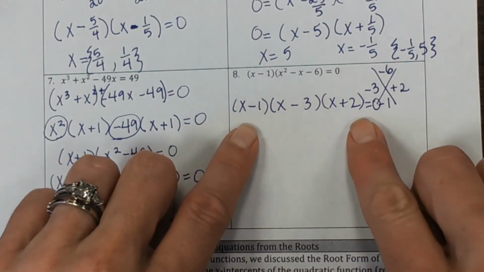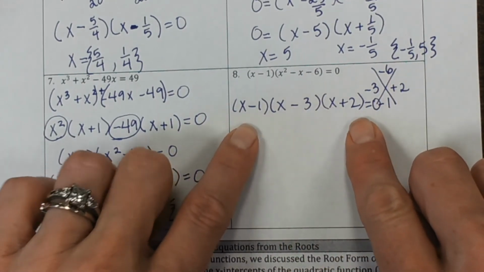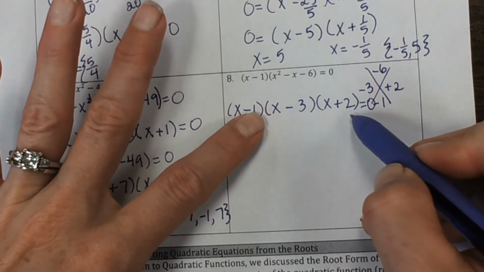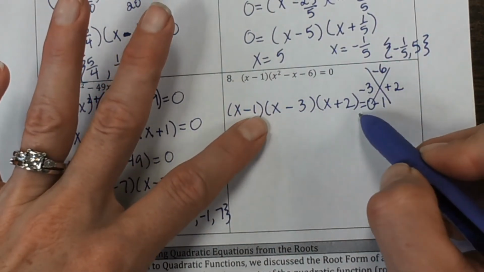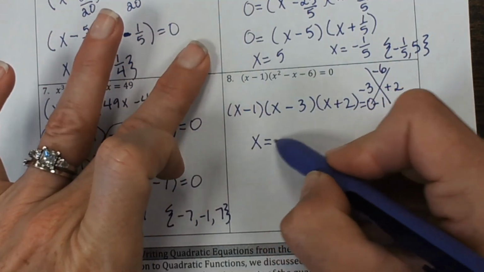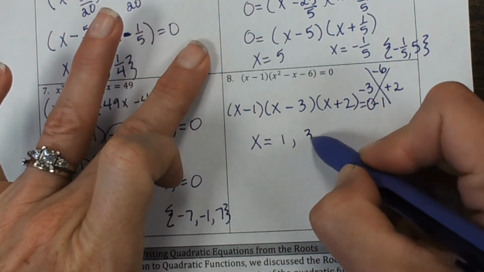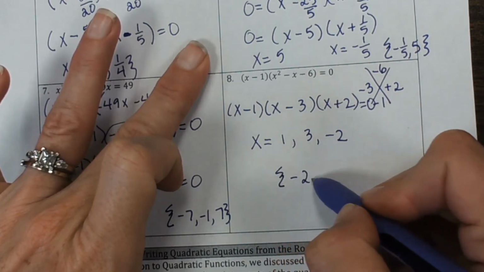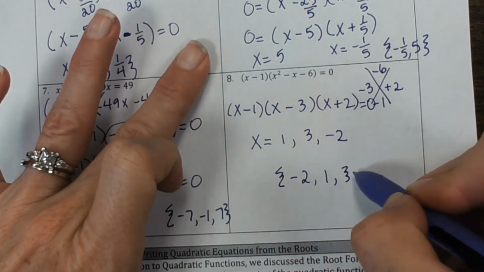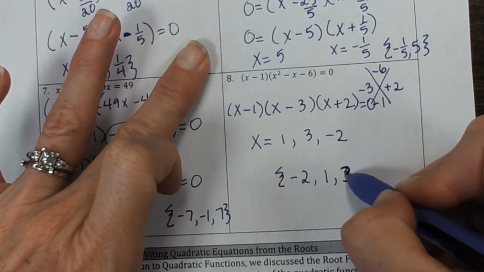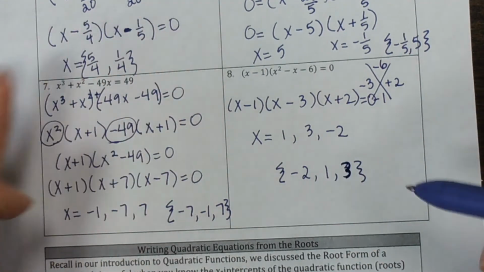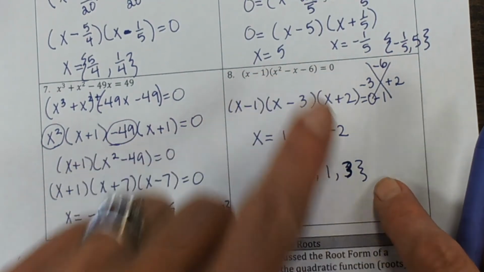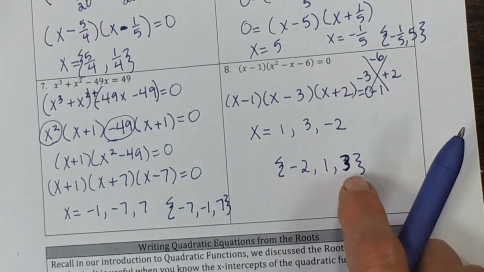And so now that I have all of it completely factored, I can set each one of those to 0, or again, I know that my roots or my zeros are just the opposite of those numbers inside the parentheses. So I have 1, 3, and negative 2. So I can write the set negative 2, 1, and 3, and then I close my bracket. And so those are my solutions. And again, I had 3 x's, so I have 3 solutions.